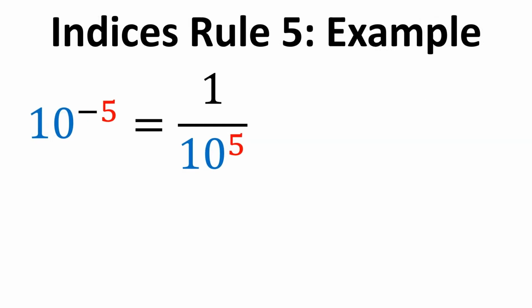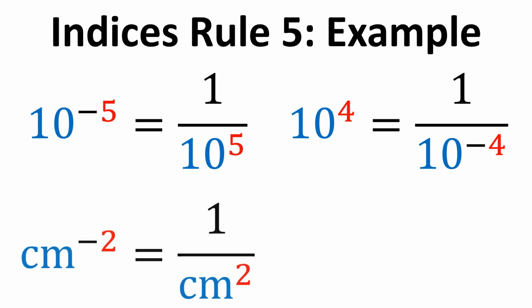So again, here are some examples. 10 to the power of minus 5 equals 1 divided by 10 to the power of 5. We can also do this with units. So centimetres to the minus 2 is equivalent to 1 divided by centimetres squared. Seconds squared is equivalent to 1 over seconds to the minus 2. So this is just the application of this rule number 5 to do with negatives.